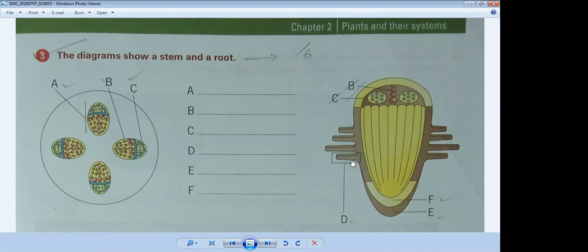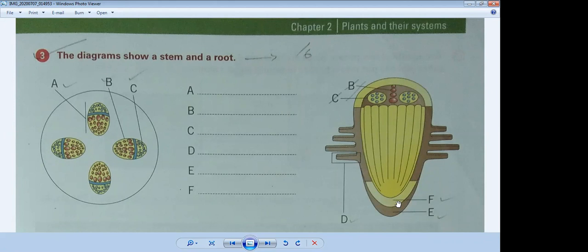Now E part. E part is the end of the root, so it is called a root tip. E part answer is a root tip, or we can say growing tip. You have to write growing tip, from where the root begins to grow. Now come to F part. You can see after a growing root, what protects the early root? That is a root cap. F part answer is root cap.